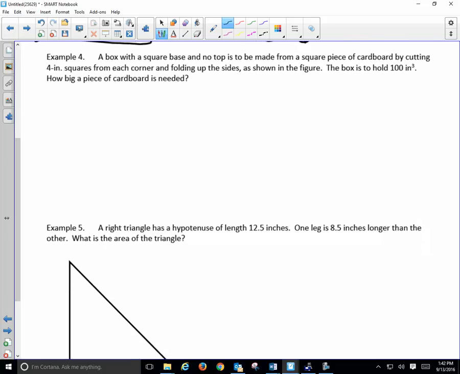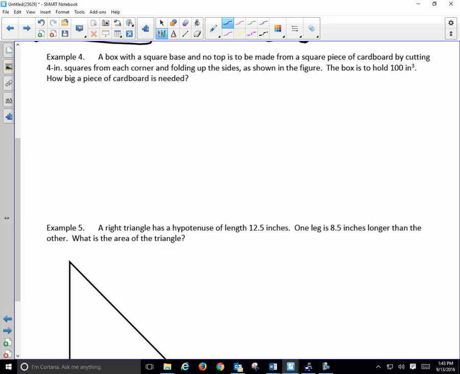Okay, let's get to a new type of problem. And this is one that you guys haven't seen before, but you will see again this year, and you will see in the future as well in calculus. A box with a square base and no top is to be made from a square piece of cardboard by cutting 4-inch squares from each corner and folding up the sides as shown in the figure. Okay, there's no figure. The box is to hold 100 cubic inches. How big a piece of cardboard is needed?